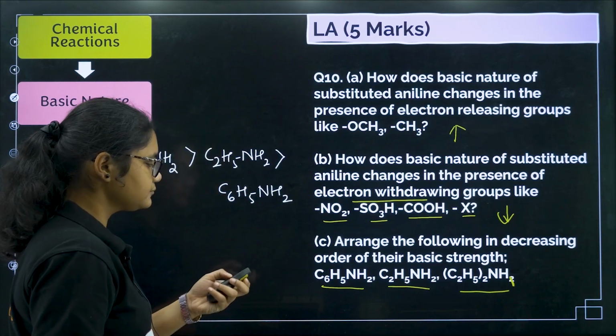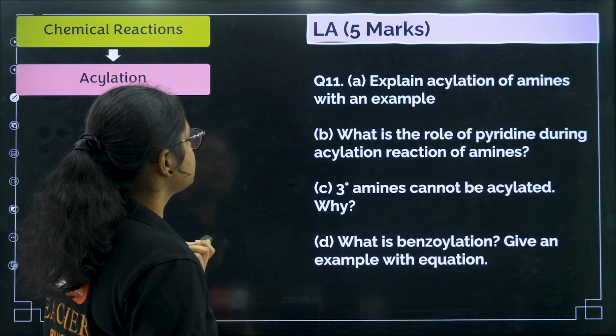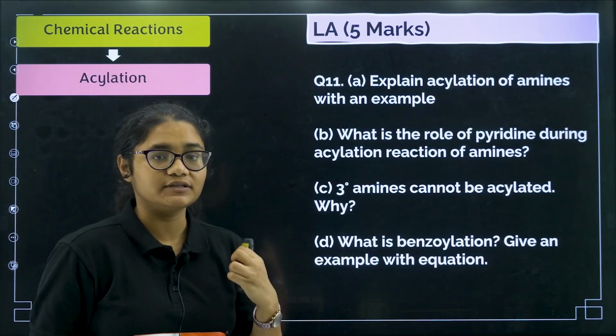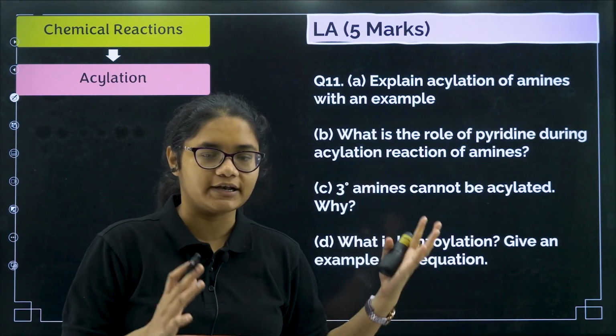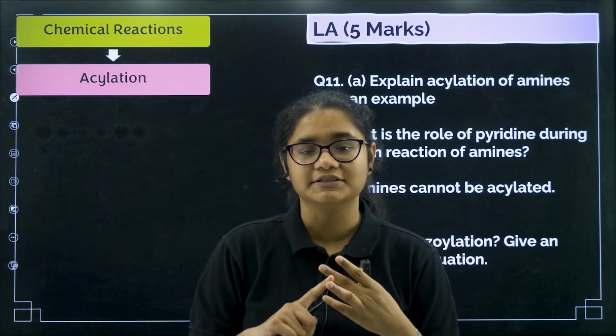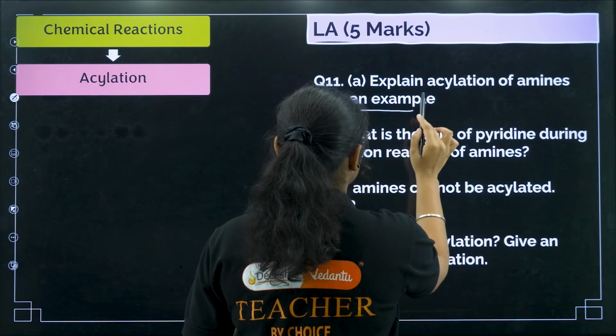Okay, clear? So that is the order for this one. Next is question number 11. Now we have come to the second alkylation, no much important questions. Ammonolysis we have already done. So we are now doing the third reaction, that is acylation. Explain acylation of amines with an example.